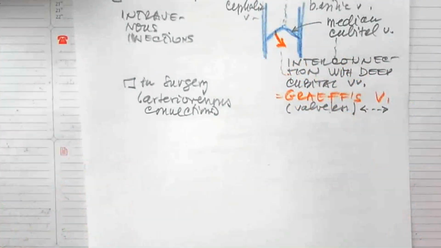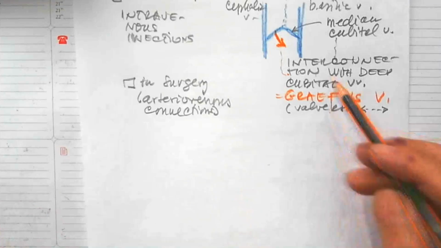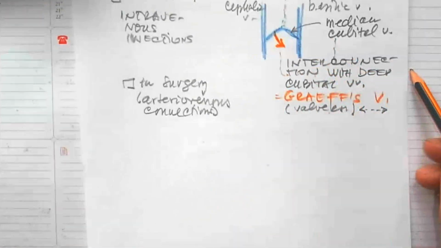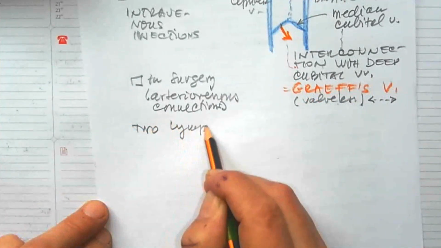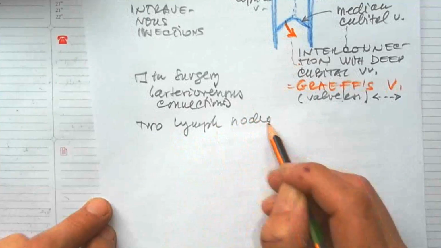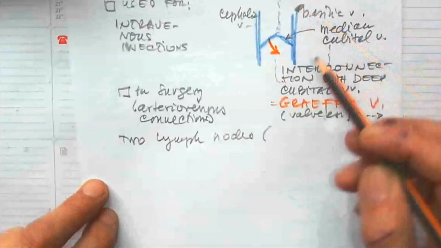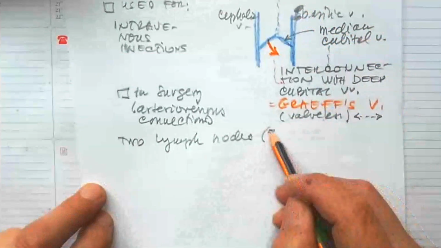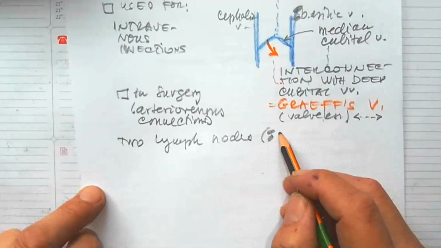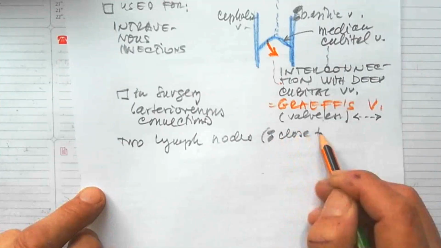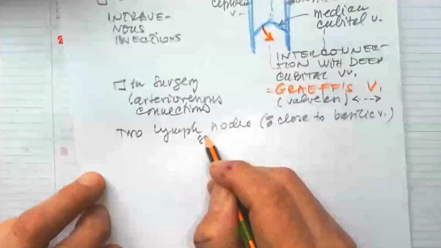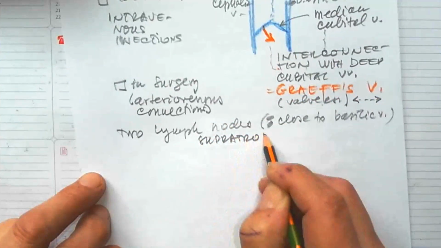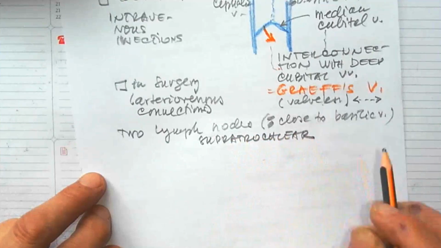So this is the anterior cubital region. So we see the veins, that one, and so on. There are also two lymph nodes, two small but important lymph nodes, which are situated close to the basilic vein in this place. I'm drawing just two dots close to the basilic vein, and we call them supratrochlear lymph nodes.